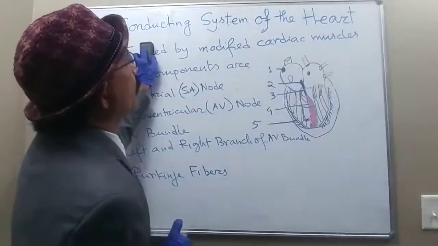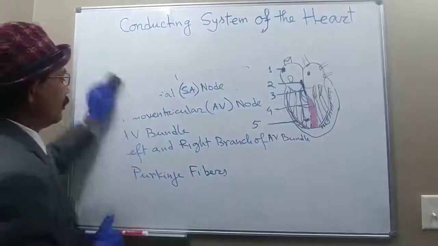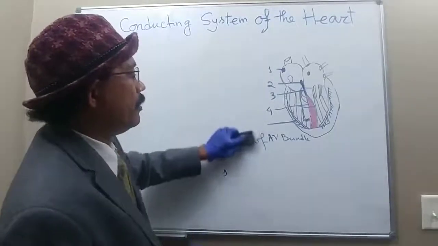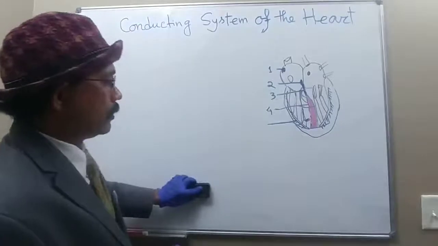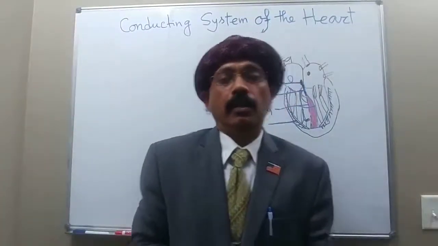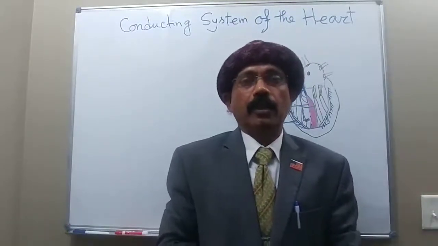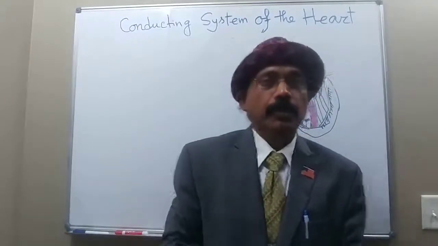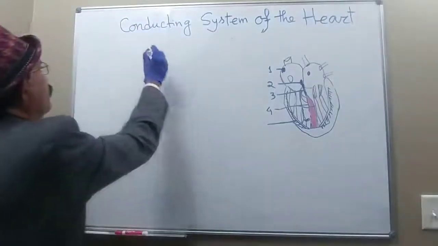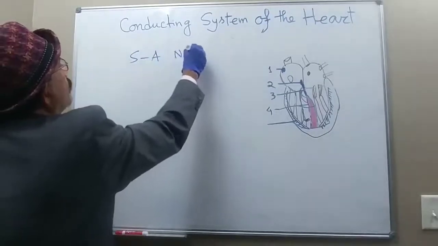Remember that these are modified cardiac muscle. The purpose of this muscle is to generate the impulse and to propagate the impulse throughout the heart. This is a one-way propagation of the impulse and its conduction. So we got the components. First of all, we'll talk about the SA node, where it is located.